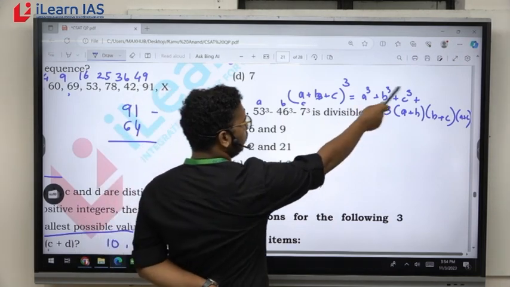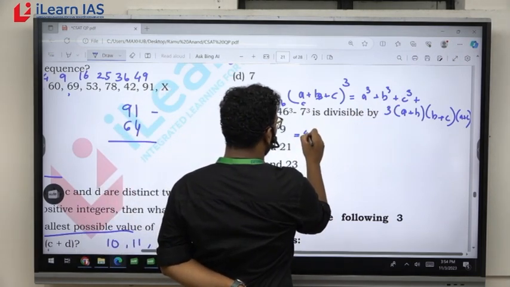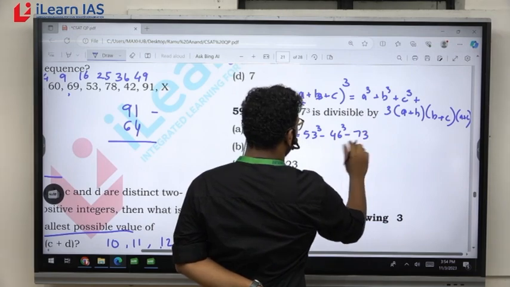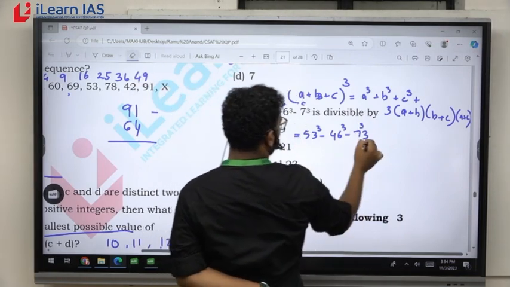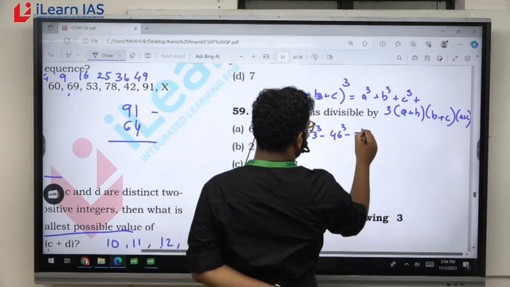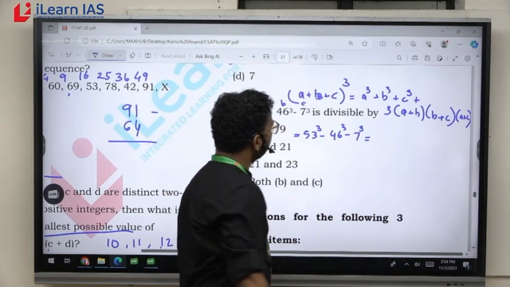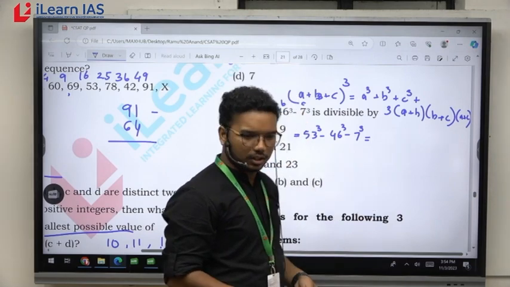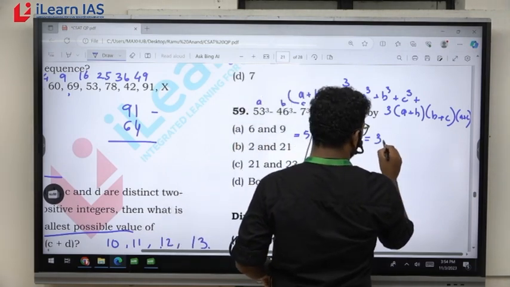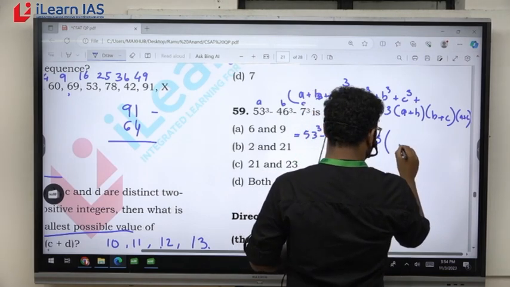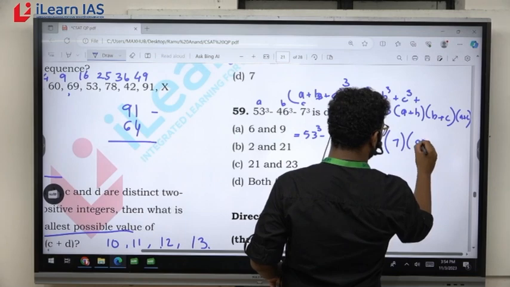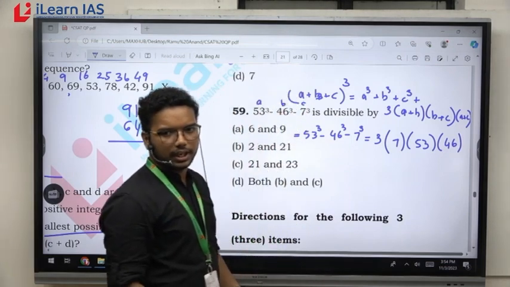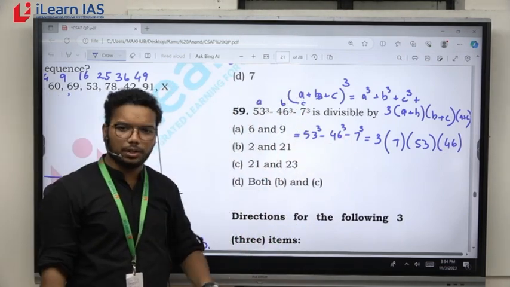സോ a cube b cube c cube എന്ന് പറയുമ്പോൾ 53 cube minus 46 cube minus 7 cube equals എന്താ വരിക? 3 into ab plus bc plus ac എന്ന് പറയുമ്പം 3 into 7 into 53 into 46. നെഗറ്റീവ് വരും, നെഗറ്റീവ് അങ്ങോട്ടും ഇങ്ങോട്ടും മൾട്ടിപ്ലൈ പോകുമ്പോഴത്തേക്ക് പോസിറ്റീവ് ആയിക്കോളും.